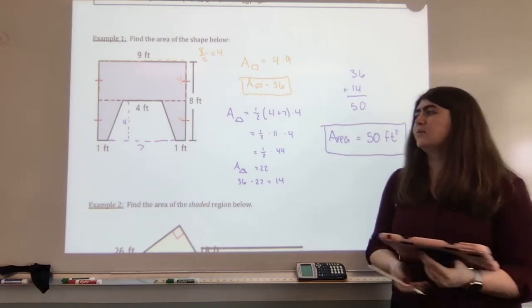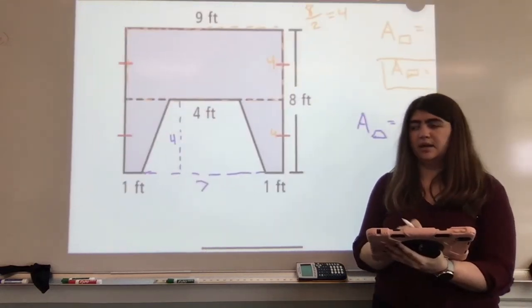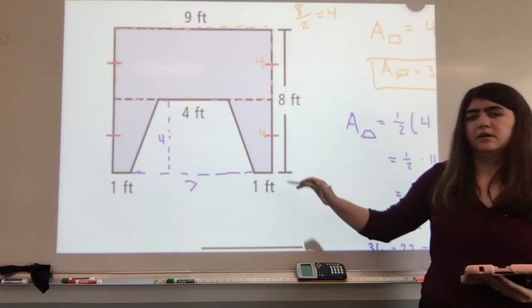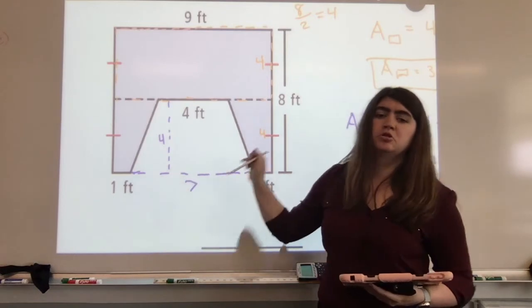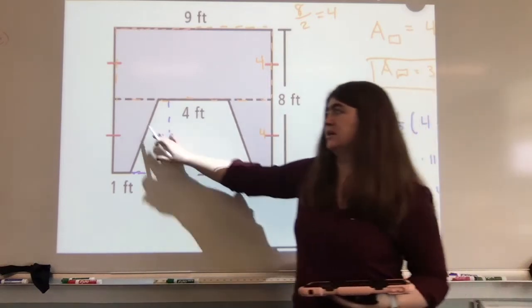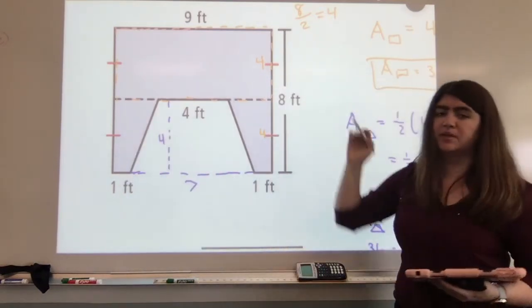All right, I will also mention if you did some more figuring here, we would actually be able to figure out that these trapezoids are the same, so you could find the area of this trapezoid and this trapezoid and just add them. That's your other option.